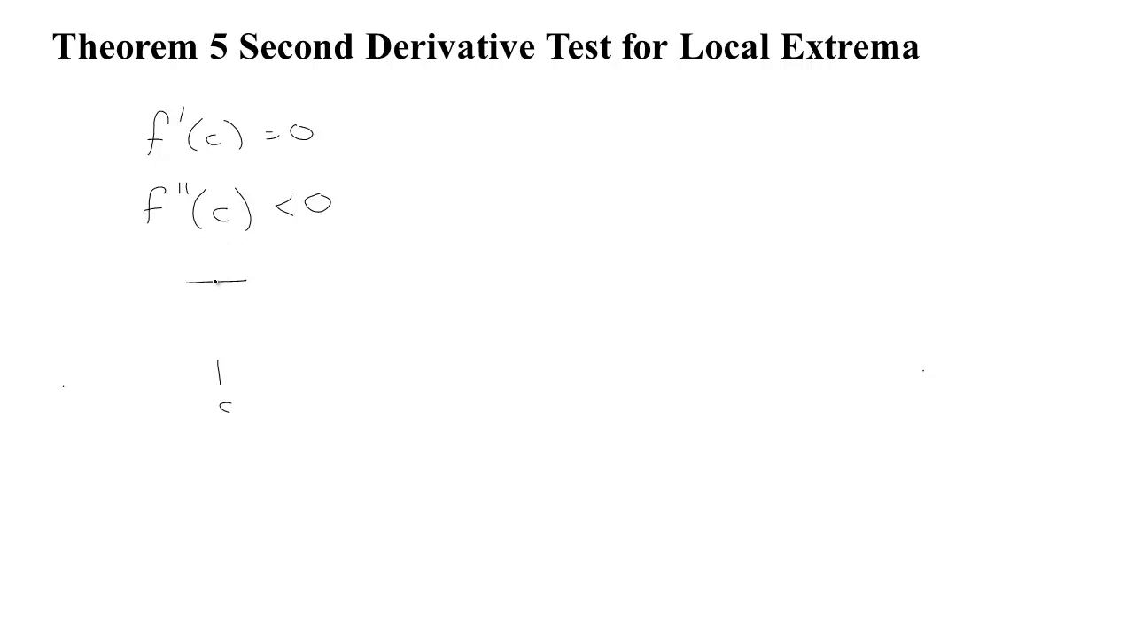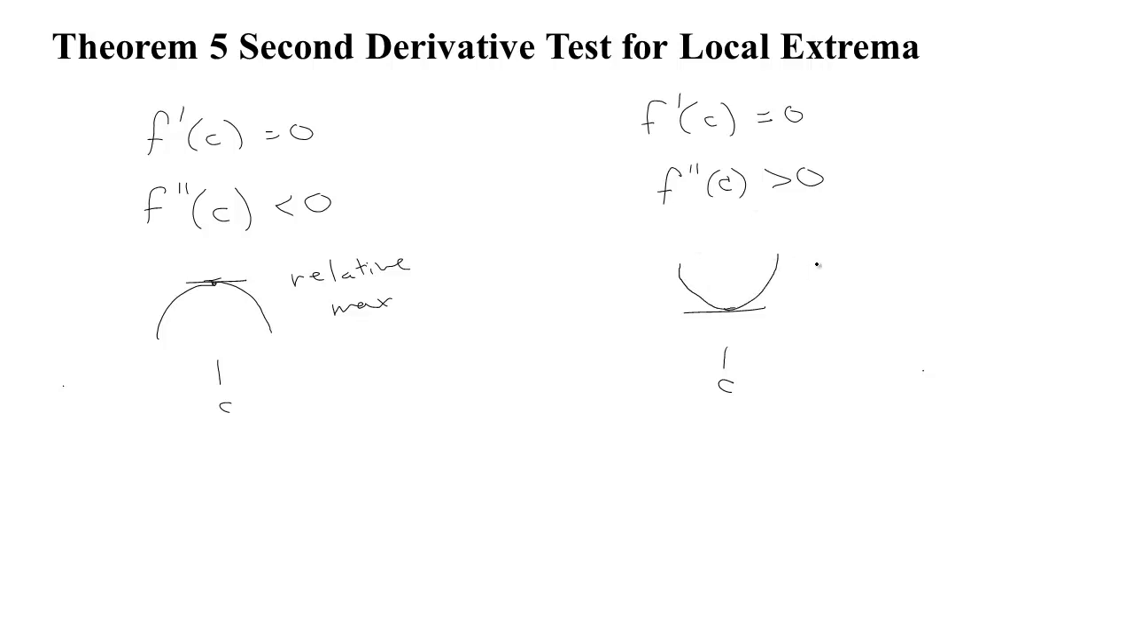The only way it could be flat here and concave down at the same time would be if it looked like this, you were at the top of a bowl. So you would know that you have a relative max in that case. Or if the first derivative is 0, so you've got a critical point at c, and the second derivative turns out to be positive, you know that it's level at c because the first derivative is 0, and you also know that the slopes are increasing, and so you must be at the bottom of a bowl, so you have a relative min.